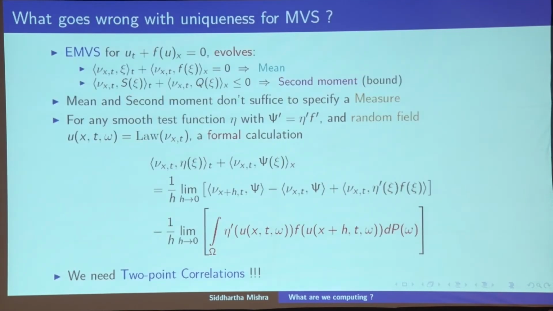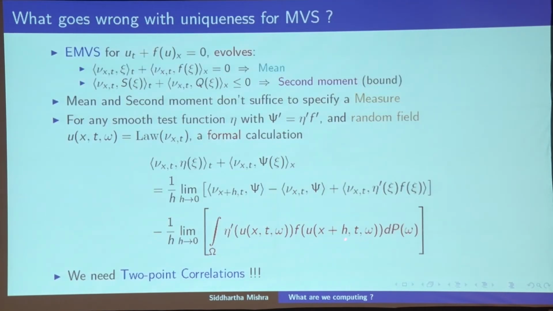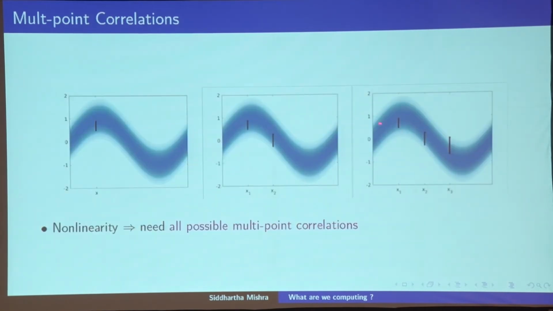So now I can play the game. Okay, fine, I specify these 2-point correlations. Then I can go back to the drawing board, repeat a calculation like this for 2-point correlations. Because of the nonlinearity, what I'm going to get is that then I need information about 3-point correlations. To specify 3-point correlations uniquely, I need 4-point correlations, and so on and so forth. The bottom line is I need all possible multi-point correlations in order to have some chance of uniqueness.